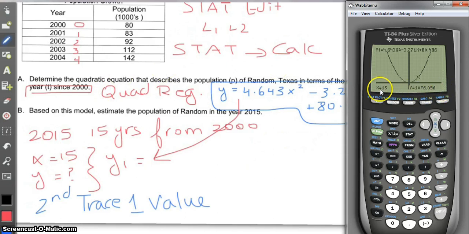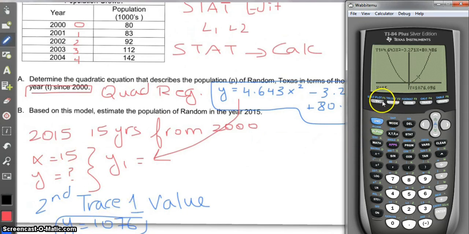It means in 2015, which is 15 years from 2000, you're going to have 1,076 people. So the y is going to be 1,076. Now this is how you do a question like that. Remember, you enter y1. Now then you go to second trace, 1 value, and you press enter, or you type in the number and then you press enter to get the y value.